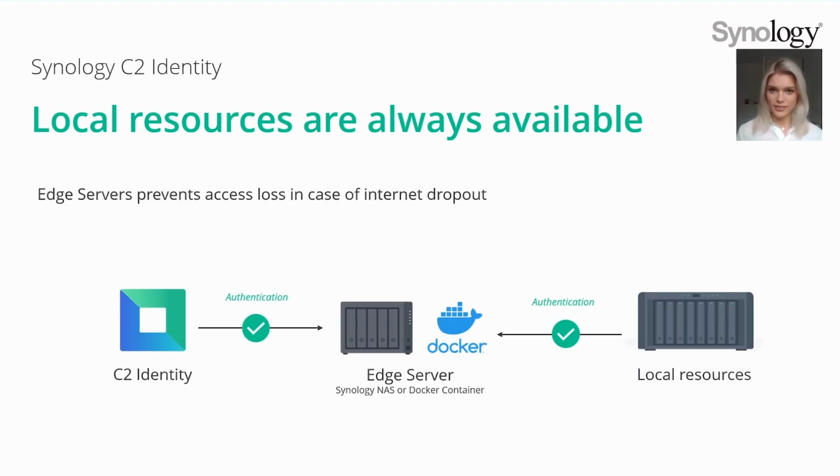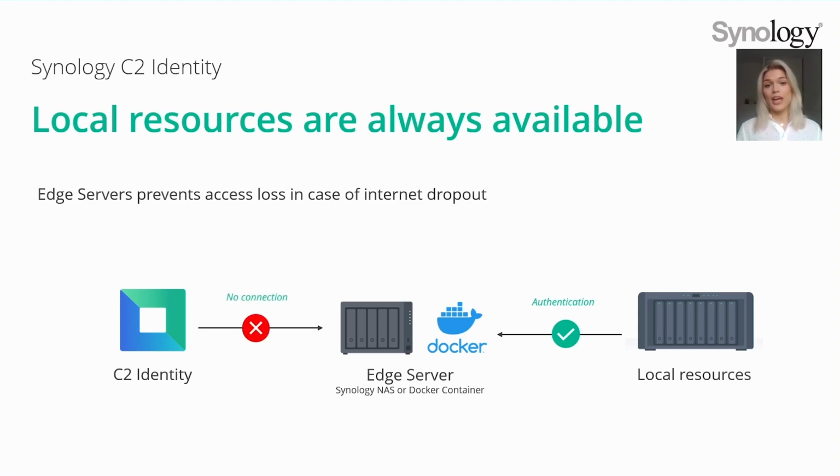Your cloud directory is on C2 Identity, which delivers user authentication to the company's services. You also have a local server that is connected to your directory to get the connection information, and you have an edge server that can be a Synology NAS or a Docker container used on site. In this case, when someone wants to log in, the NAS can either connect via the internet or via the edge server. But what if you don't have an internet connection?